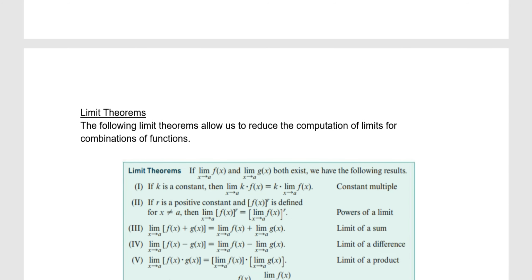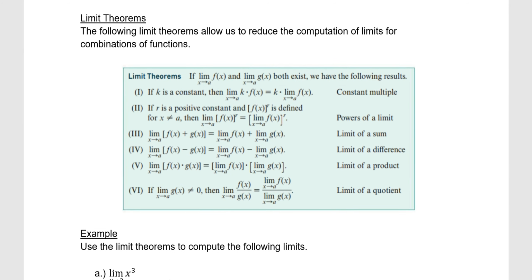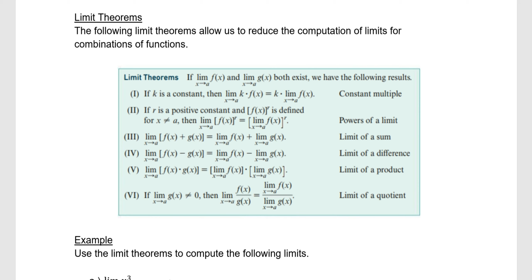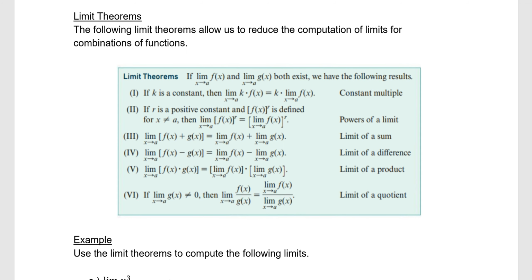Okay, so those are two shortcuts essentially. And now we're going to have some limit theorems here that are going to help us evaluate limits. So it's going to seem a little confusing for a second because we just have a lot written here, so bear with me. So we have the limit of f of x as x approaches a, the limit of g of x, assume that they both exist, and then we get these 6 different theorems.